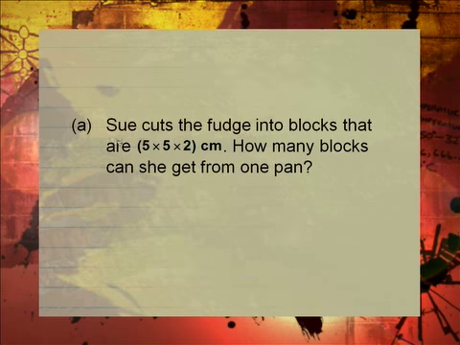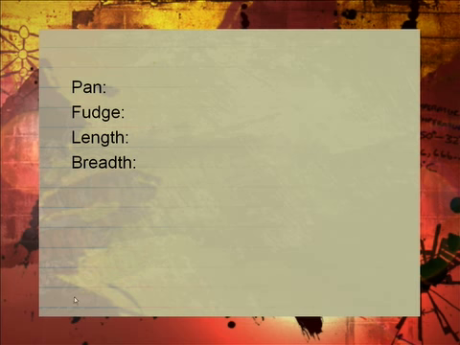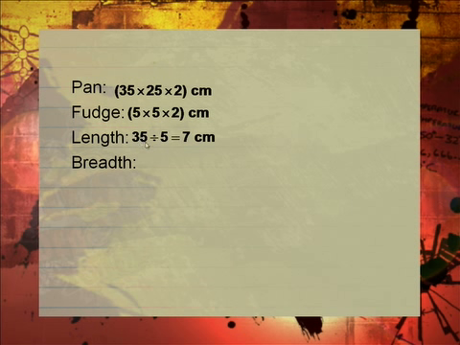Now, the question is, she cuts the fudge into blocks that are 5 by 5 by 2. How many blocks can she get from one pan? Firstly, we know what the pan is: 35 by 25 by 2, which is our height. Then each block is 5 by 5 by 2. I'm going to break this into these dimensions. Firstly, the length of the pan is given as 35. I'm going to take 5 here, which will be my length or breadth of the block that I need. I divide it by 5.